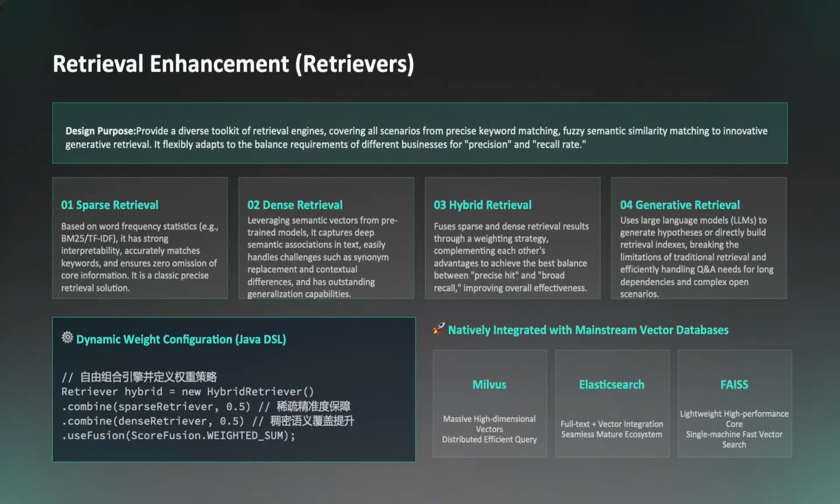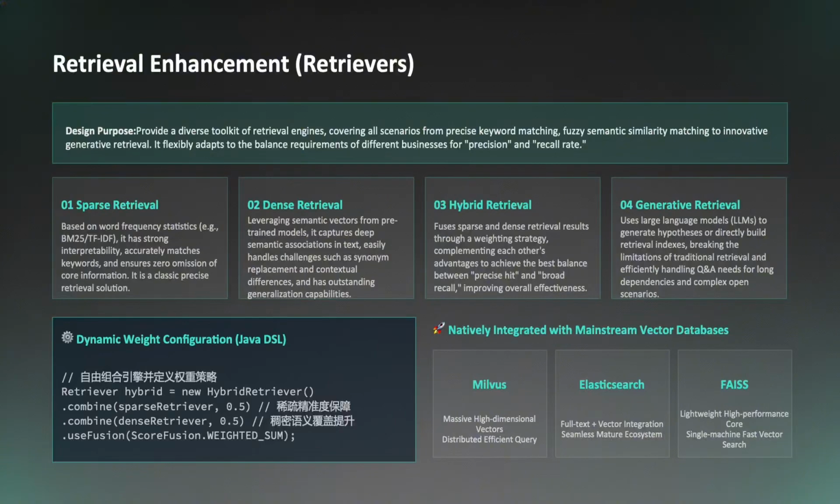Second, dense retrieval, semantic vector, powered by pre-trained embedding models. It captures deep semantic connections between text segments, perfectly solving synonym matching and contextual understanding problems with excellent generalization. Third, hybrid retrieval, fuses sparse and dense retrieval results with configurable weight ratios, combining the strengths of both routes to strike the optimal balance between precise hits and broad recall.